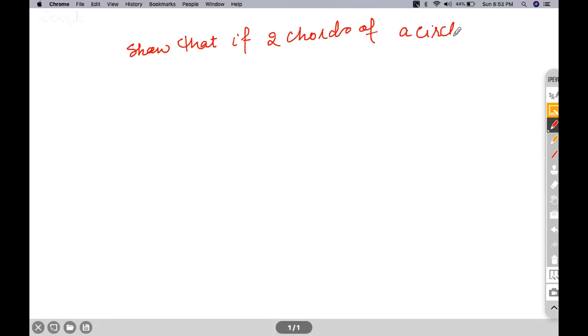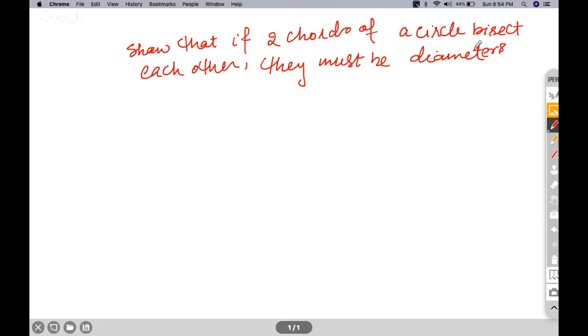I'm giving a next question, which is: show that if two chords of a circle bisect each other, they must be diameters of the circle. Solve it.